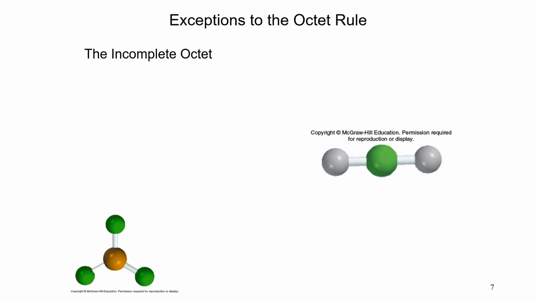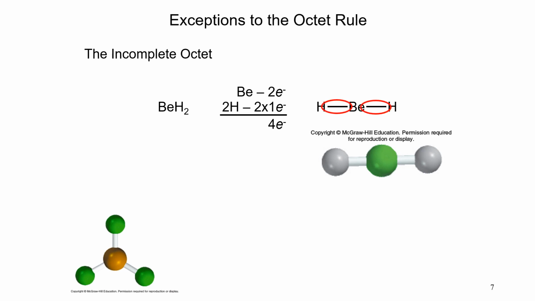Now, there are some exceptions to the octet rule, and you are responsible for knowing these exceptions. The first one we're going to look at is beryllium. And the example here is BeH2. Beryllium only wants 4 electrons, or 2 bonds. Okay? So the exception here is beryllium is satisfied with 2 bonds, or only 4 electrons.